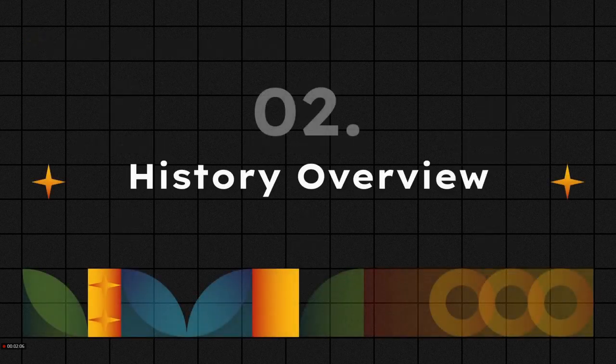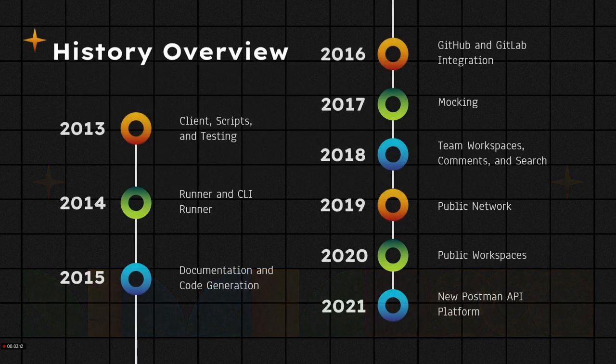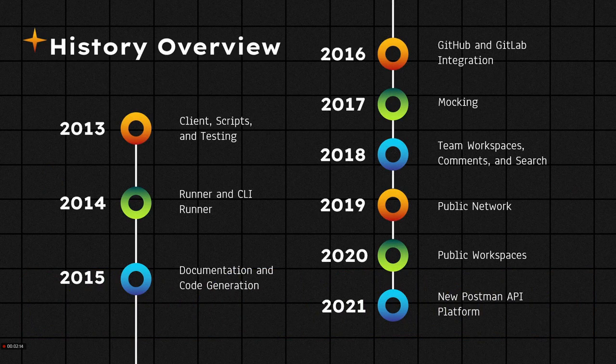So let's take a look at the development history of Postman. First, in 2013, the client scripts and testing. Postman begins as a browser-based solution for testing and debugging APIs, helping developers understand how APIs work or do not work, then saving that understanding as a reusable, shareable collection that can be run by others.